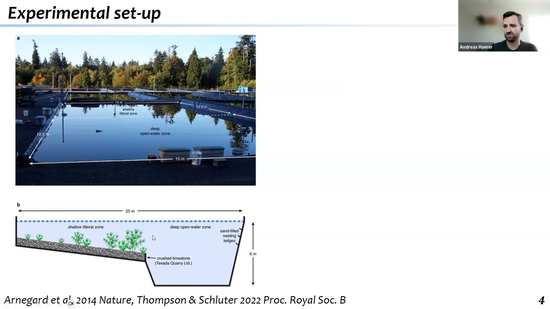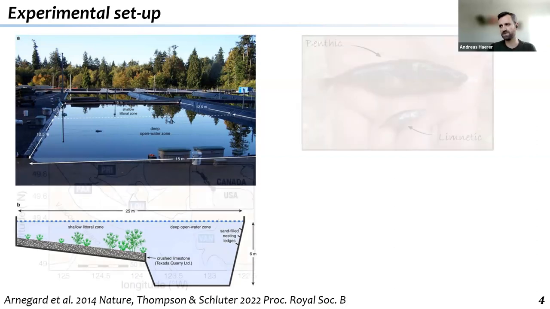You can see in this cross section on the bottom that they contain different habitats. They have a shallow littoral zone, but also a deeper open water zone. If you remember, those benthic and limnetic fish are associated with those different habitats. So this setting allows them to occupy the natural habitats, and they can feed on different diets. And this gives us a naturalistic setting.